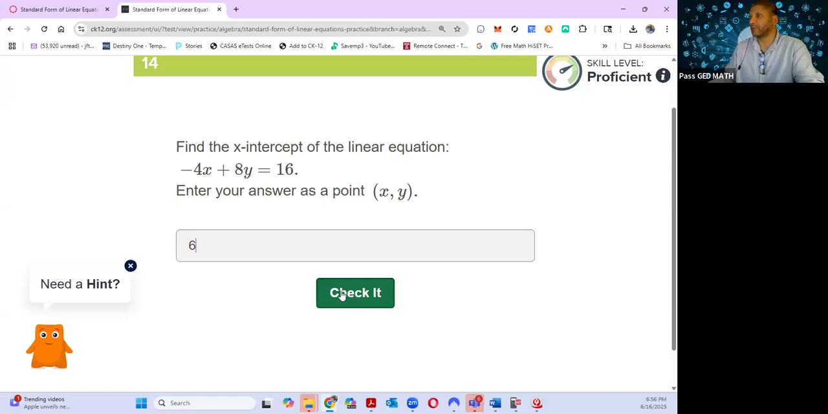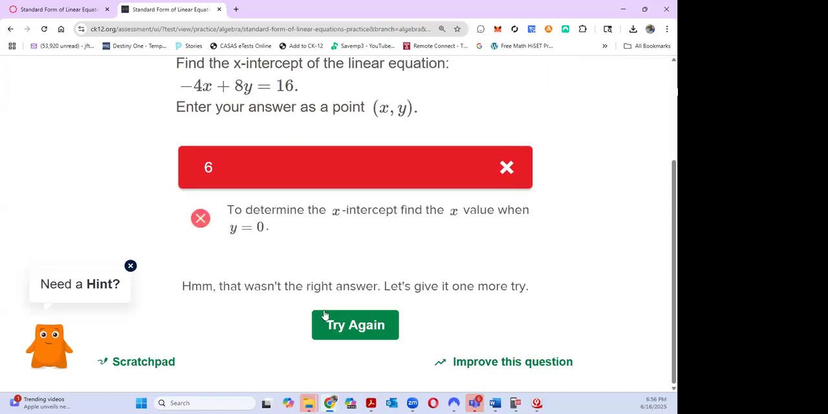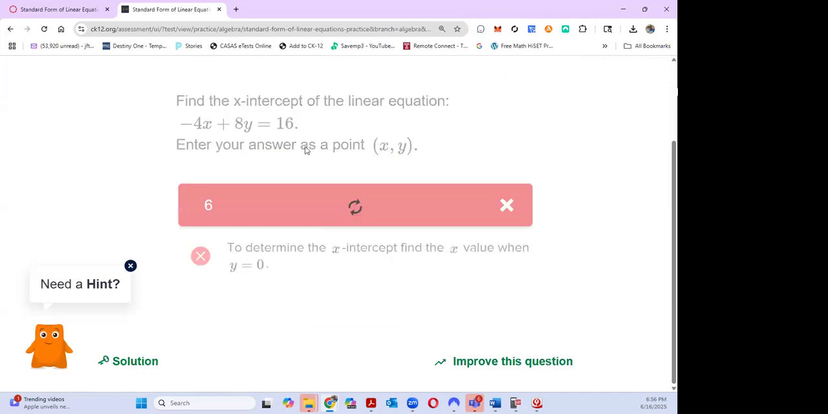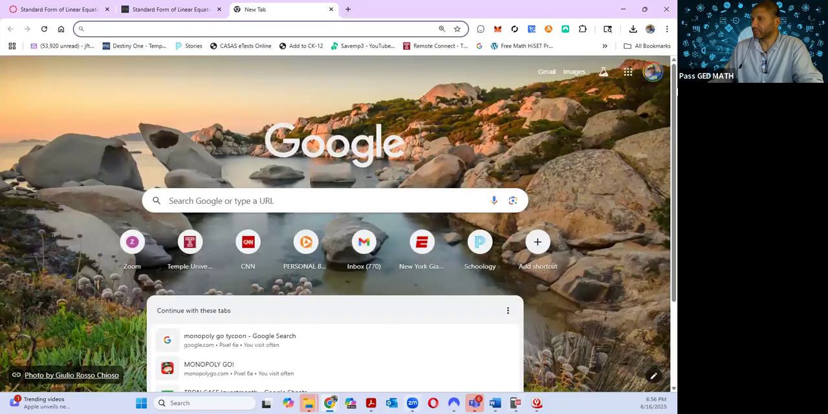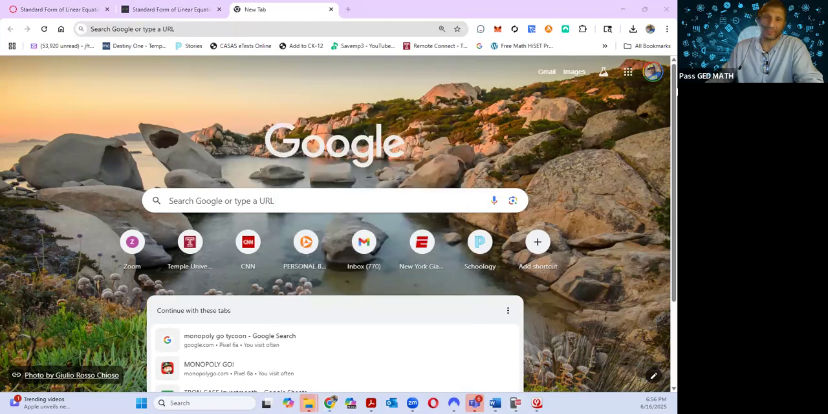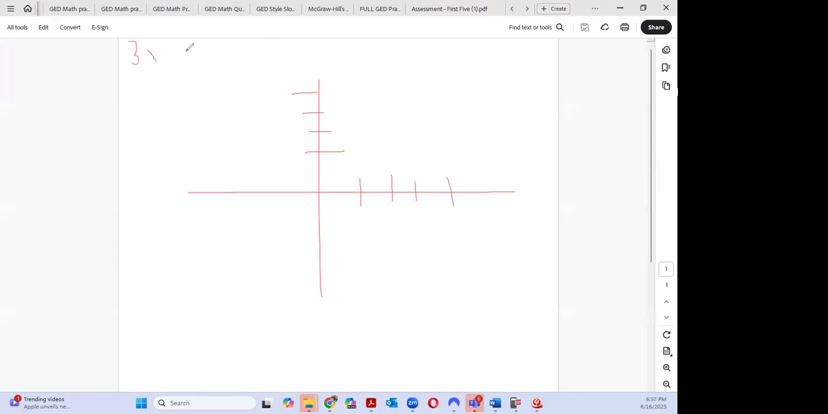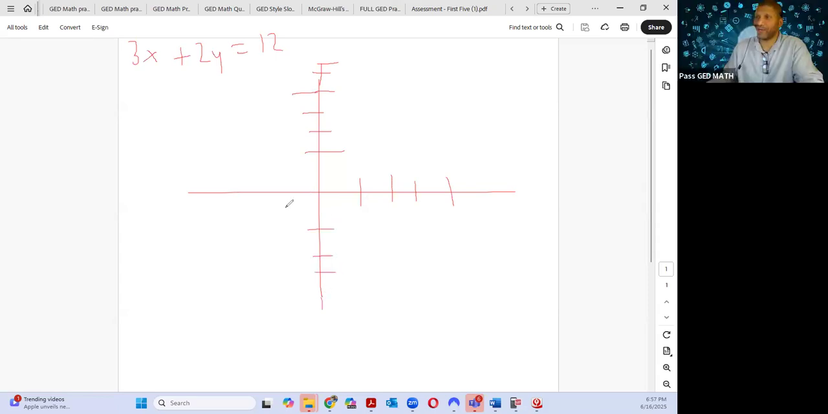Mr. Tenzi. Yes. Can I ask you to graph 3x plus 2y equals 12? Okay, hold on. Let me go to a blank page. What would you say? 3x plus 2y equals 12. Now I did that and I still didn't get it right. Well, don't worry. I got you. Is this slope intercept form or standard form?